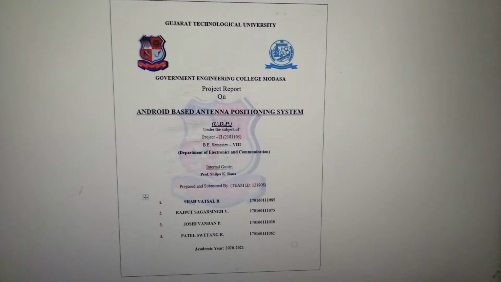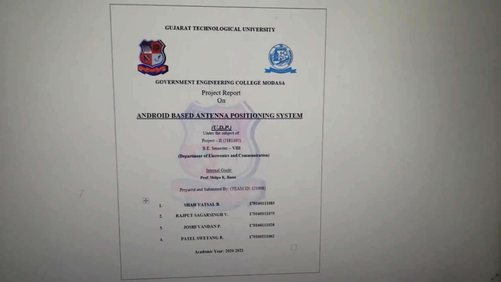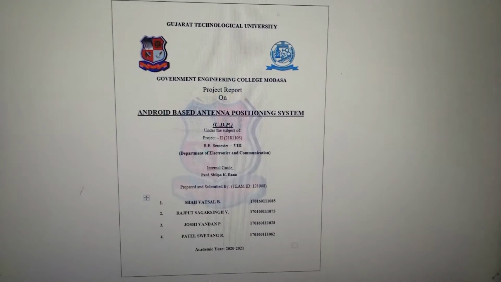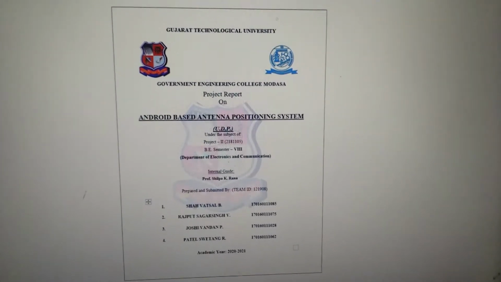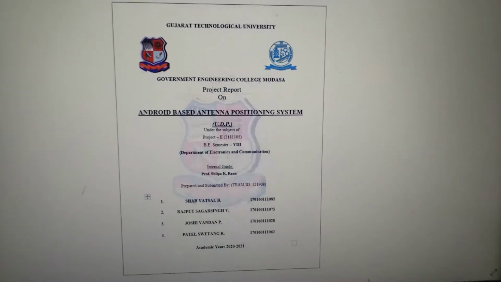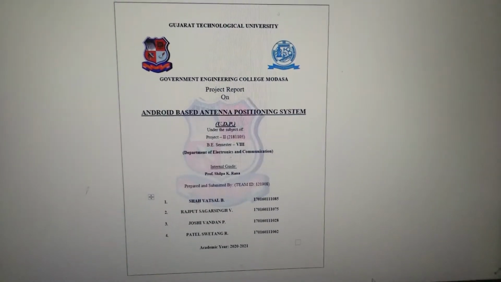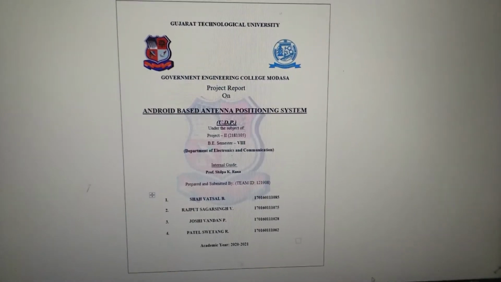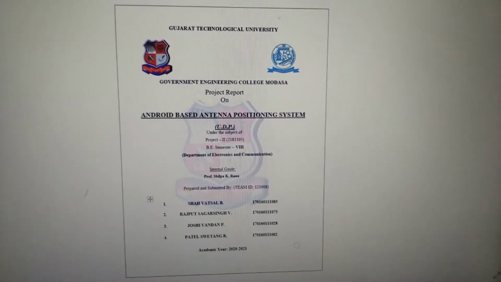My name is Vatsil Shah and today I am going to present a project on dish antenna positioning system by using an Android application. I have made this as my final year project with my team. We are a team of 4 led by me and the other team members are Sagar Singh Rajput, Vandan Joshi and Svetang Patel.